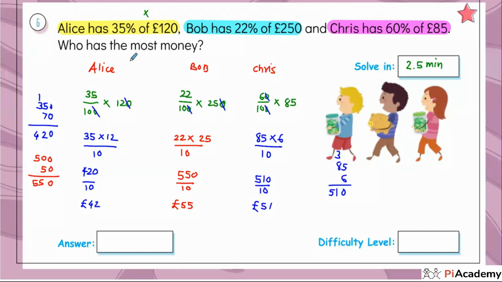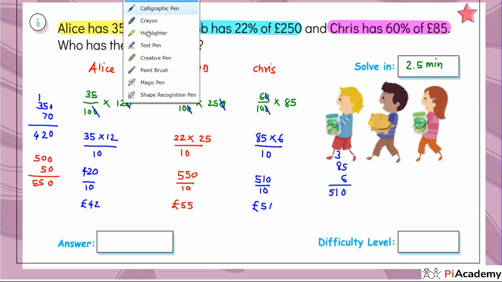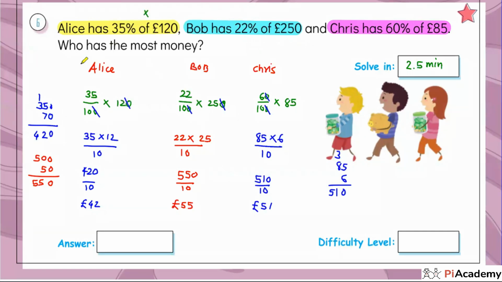As you can see here, who has the most money? That was the question, and we got the answer for this question. And the correct answer is Bob. If you got Bob as the answer, fantastic. You are doing well. Okay. Absolutely, you are doing very excellent work. And the difficulty level is medium for this question. Okay. Now let's move on to the next question.